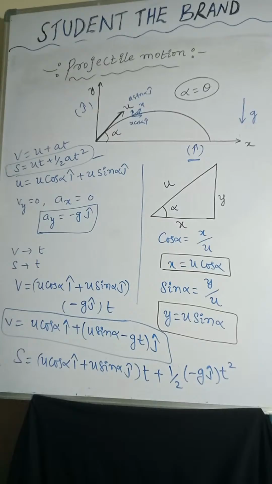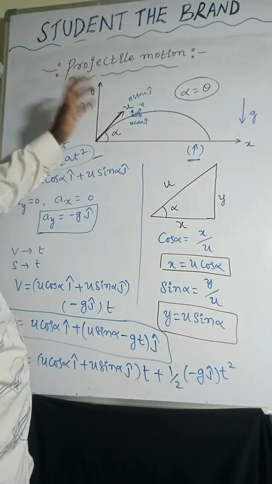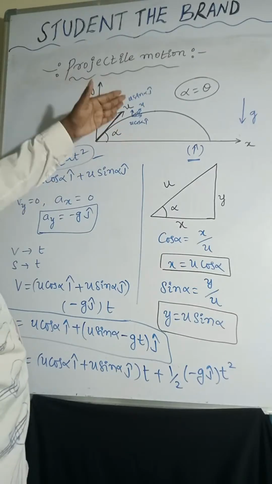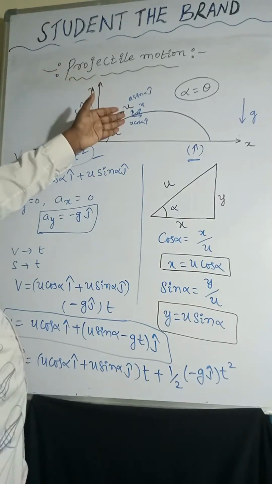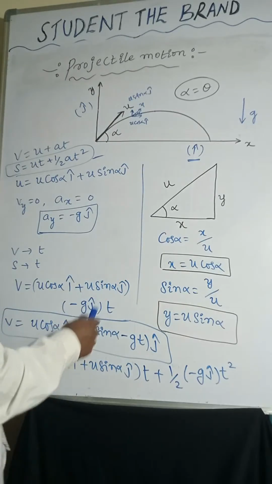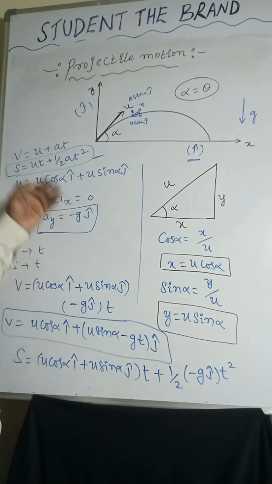Very important concept. If you are throwing the particle, if you are projecting the particle making some angle alpha with the x-axis, at any time, what is the final velocity? So at a certain time I am taking here, v equal to u cos alpha i cap plus u sin alpha j cap minus g t j cap, and s equal to ut plus half at square. So for displacement, if you substitute the values, you will get this one. Yes or no? Check once.